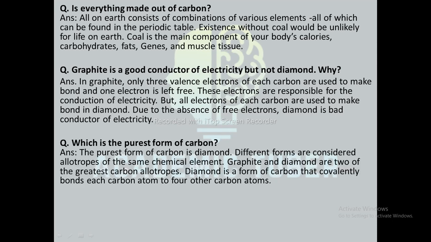Which is the purest form of carbon? The purest form of carbon is diamond. Different forms are considered allotropes of the same chemical element. Diamond and graphite are two of the greatest carbon allotropes. Diamond is a form of carbon that covalently bonds each carbon atom to other carbon atoms.